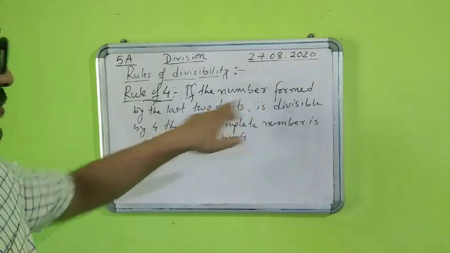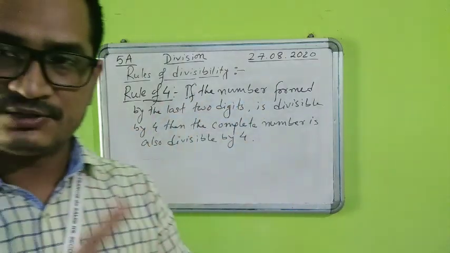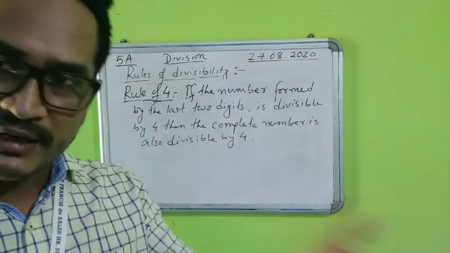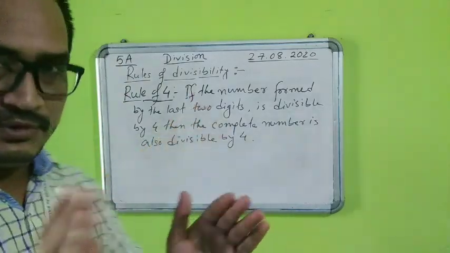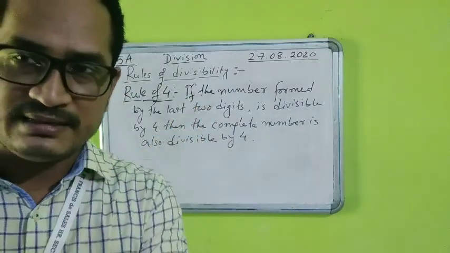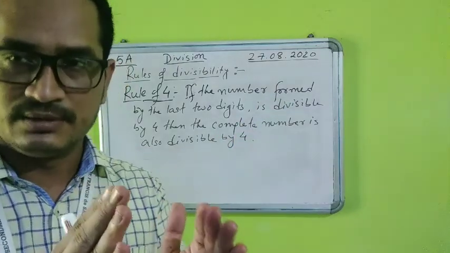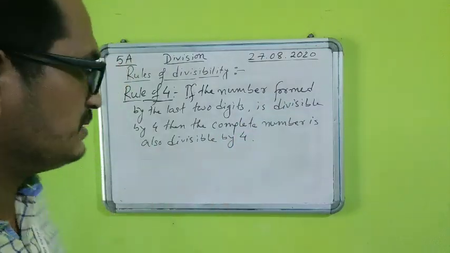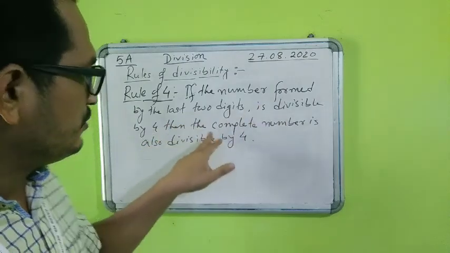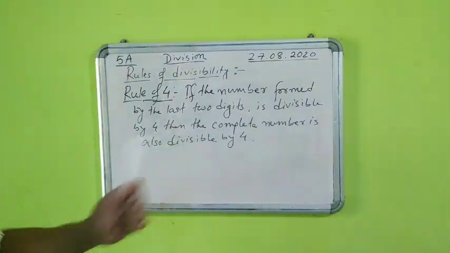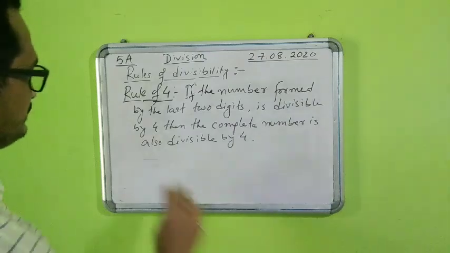Then if the number formed by the last two digits, I said last two digits means you have to take always ones and tens. Okay, no any other digit. You cannot take the ones place separately and tens place separately. The number formed by these two digits, so it will be a two digit number. If that is divisible by 4, then the complete number will be divisible by 4. Okay, so please write it down, students.